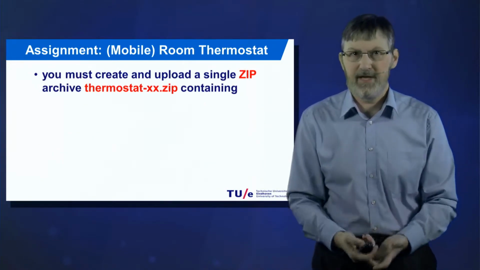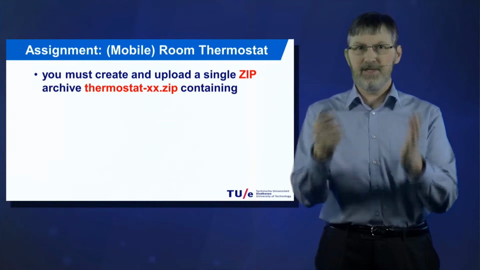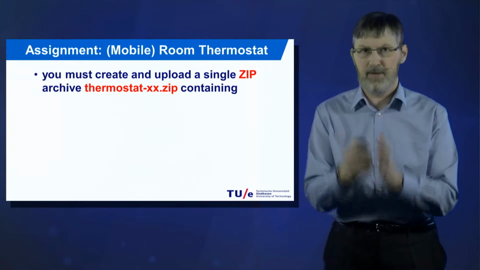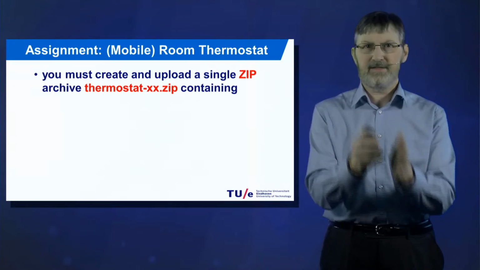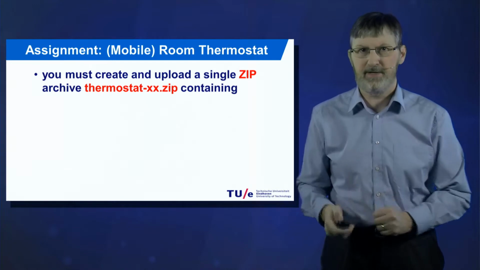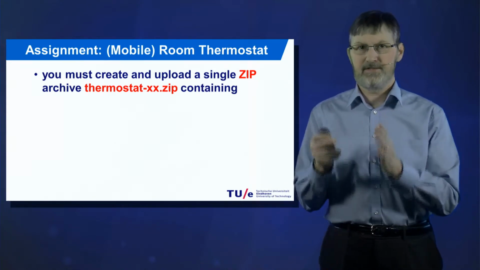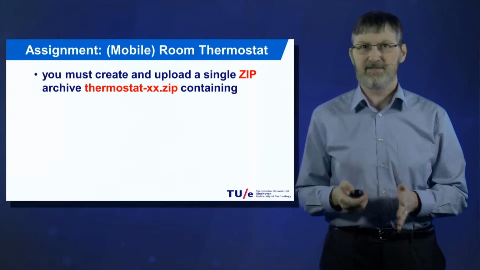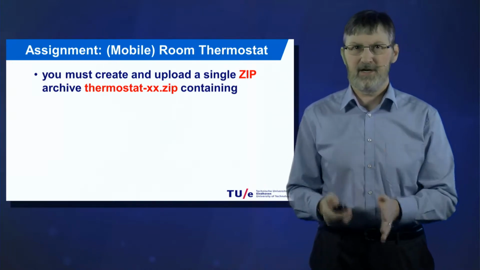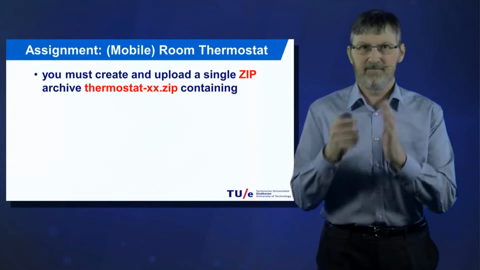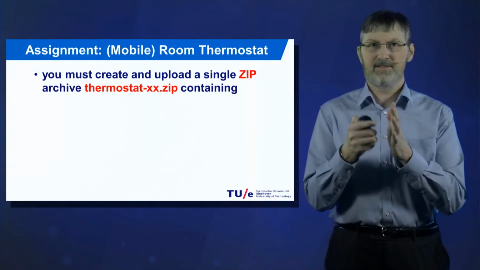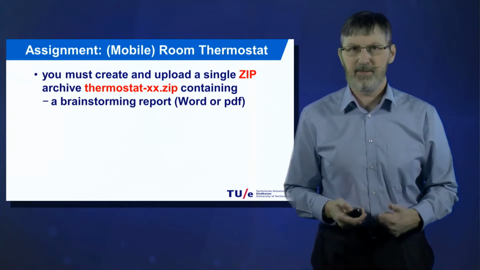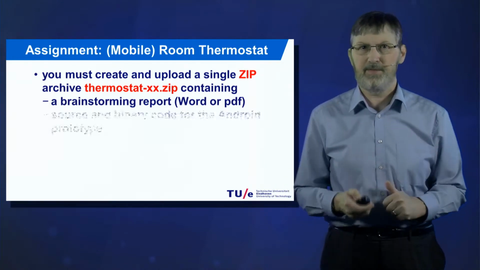You must create a single zip archive that contains everything. The zip archive must be named thermostat dash and then your group number in 2 digits .zip. A zip archive is a file that ends in zip, not tar, not targz, not rar. It is zip. It contains the brainstorming report. This can be either Word or PDF.